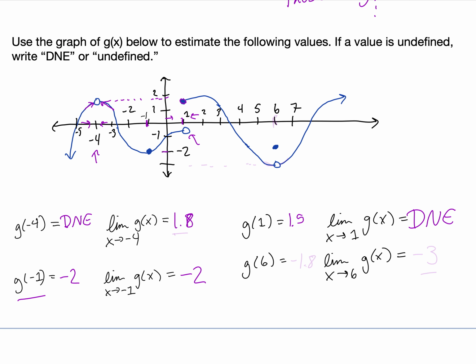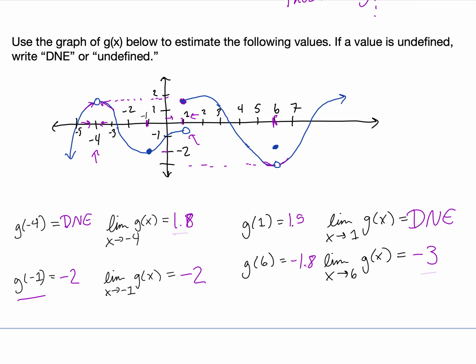Okay, g of 6, yes, g of 6 exists, and g of 6 is, again, wherever the function is filled in at that point. Looks like it's maybe negative 1.8. And the limit as x approaches 6 of g of x, well, that's what the function is actually doing. It doesn't matter what the point is actually doing, but the function itself, maybe it's approaching something like negative 3. So those are my solutions.